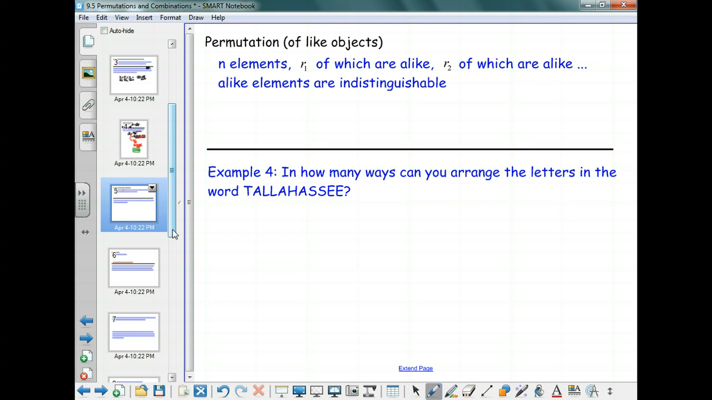Sometimes when you do permutations, you get things mixed up. Sometimes it doesn't matter what the order is. So let's, for instance, give an example.